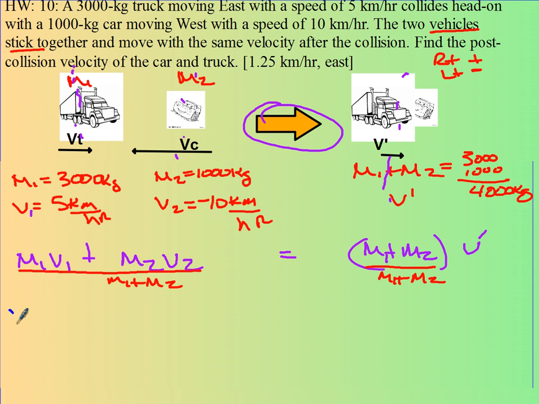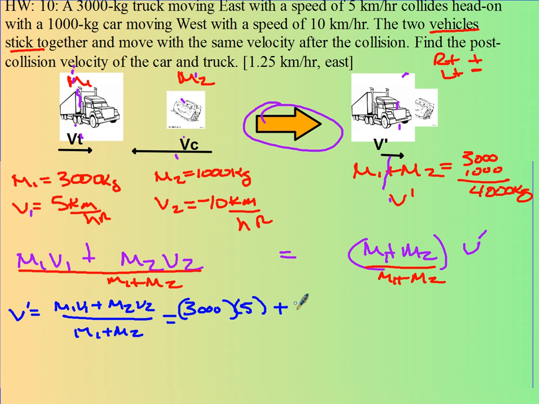Okay. So, v prime is equal to m1 v1 plus m2 v2 divided by m1 plus m2. Now, m1 is 3,000 times v1, which is 5, plus m2 is 1,000 times v2, which is negative 10. You have to leave that negative sign in. Divided by m1 plus m2. We can write this in, or we can plug in what we already know. And I'm tired, so let's just put in the 4,000.